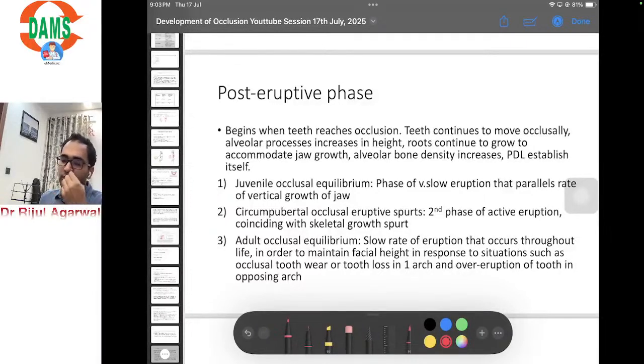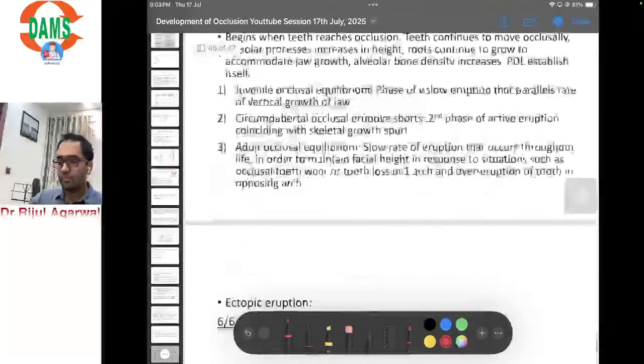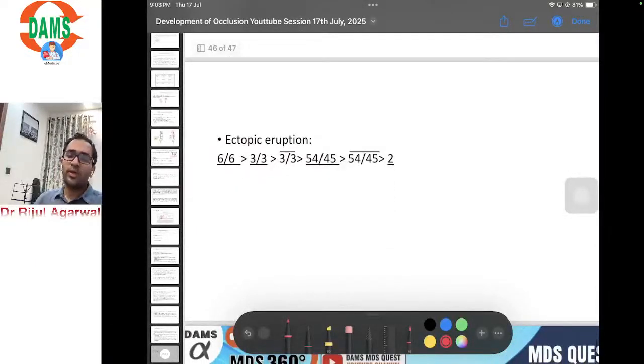Absence of the corresponding tooth in the opposing arch: you have seen that if an upper 6 is missing, the lower 6 erupts into that space. That's why we advise people not to keep missing space empty. Go for a replacement of that particular tooth. Lastly, the ectopic eruption sequence: it is upper molars, followed by upper canines, then lower canines, upper premolars, lower premolars, and lastly the upper laterals. So it's a sequence which is there.